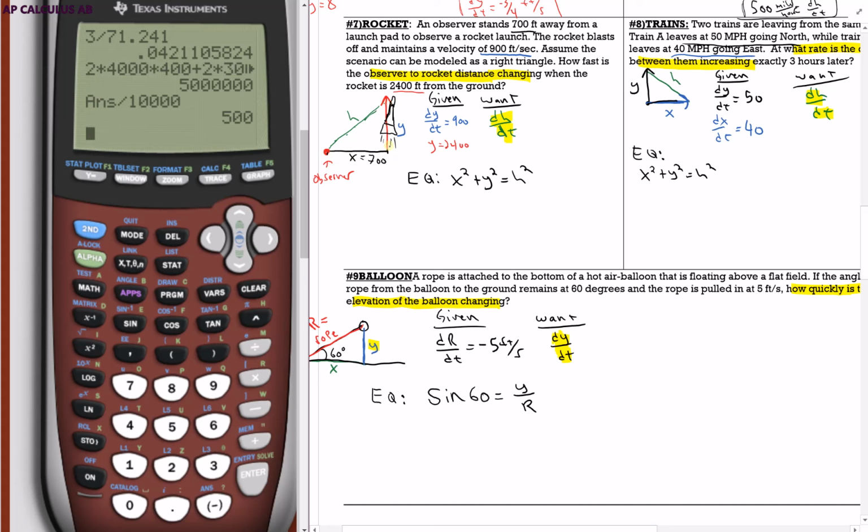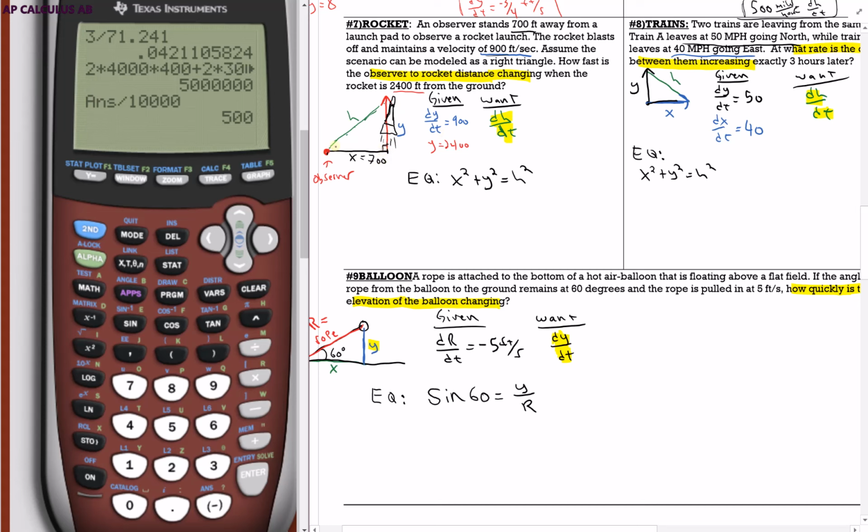Here's my rocket going up, and we're calling that variable y. Going up is y. And it's going up at a velocity of 900 feet per second. So dy/dt is 900 feet per second. And we're assuming it's just going to go straight up, that it's going to create this 90-degree angle here, right?